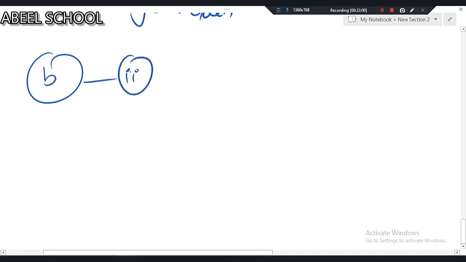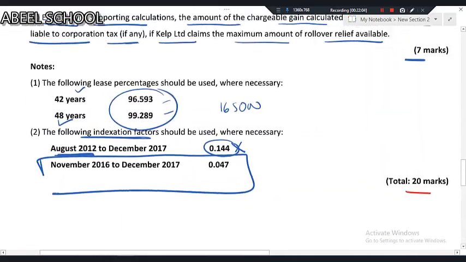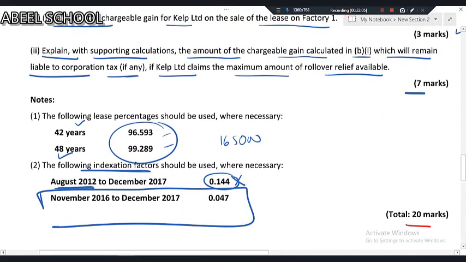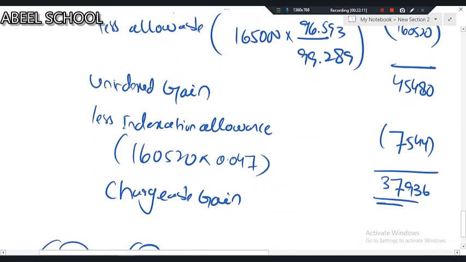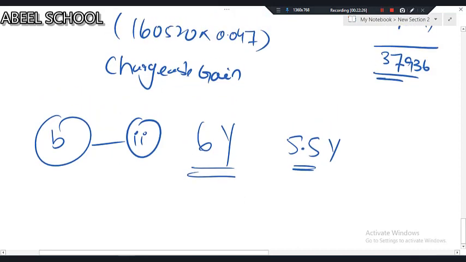Gain remaining after claiming the maximum amount of rollover relief we need to discuss. The first point which you, dear student, need, I'm not solving B part 2, I'm just explaining. In B part 2, the first point which you need to discuss is that out of 6 years, this leased factory building was used in the business for 5.5 years. So point number 1, you will not get the entire chargeable gain 37,936 as rollover relief whatever happens.